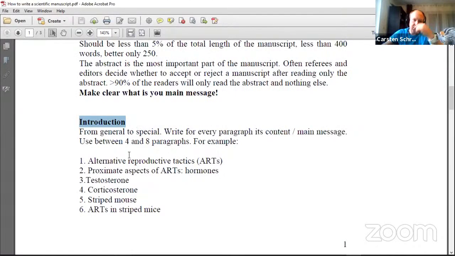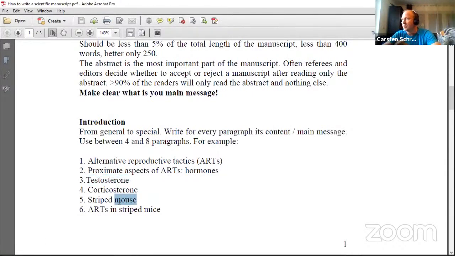So here I have the example of alternative reproductive tactics, the broad topic. The first paragraph would be about this, then everybody knows, okay, this study is going to be about alternative reproductive tactics. Then the second one, here it's about proximate mechanisms, not the ultimate function, about hormones. And then come 2 hormones as an example. When is corticosterone important, when testosterone, 2 different paragraphs.